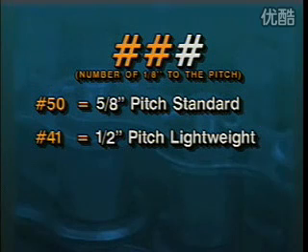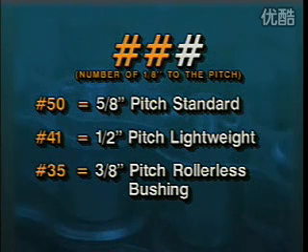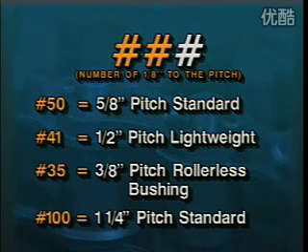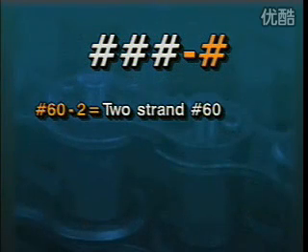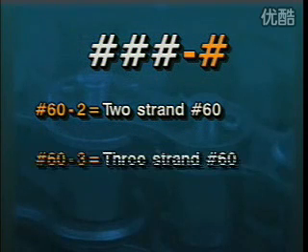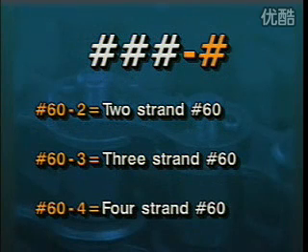Number 41 designates a 1/2 inch pitch of a narrow lightweight chain. Number 35 indicates a 3/8 inch pitch rollerless bushing chain. Number 100 indicates a standard series 1 1/4 inches pitch chain. In multiple strand roller chains, for example, a number 60-2 designates 2 strands of a number 60 chain. 60-3 designates a triple strand, and 60-4 a quadruple strand.